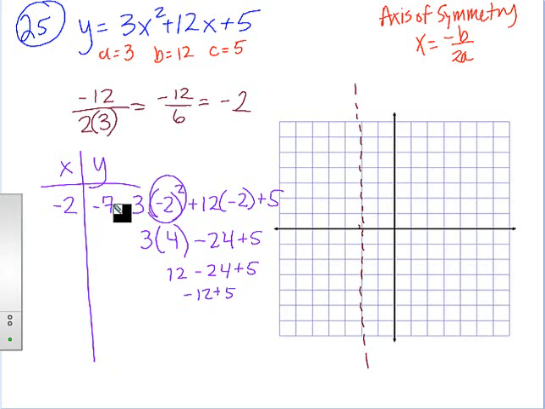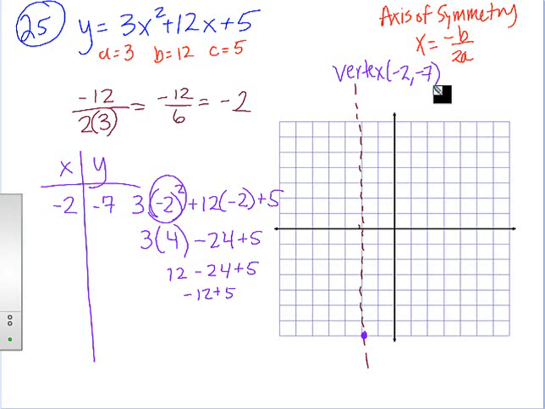So what does this tell us? What point is this? Negative 2, negative 7. Yep, and that should be right on our line, and that is called our vertex. Okay, so that's called our vertex. So once we plug that value in and we get a solution out, that's our vertex. Okay?